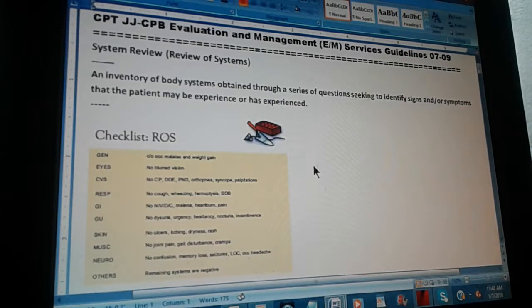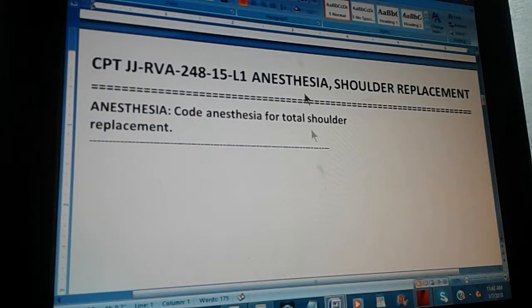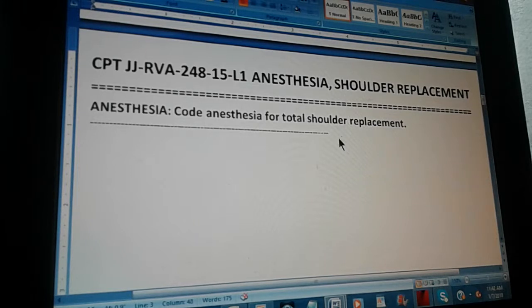So this is our theory. This is part of the E&M service evaluation. Now we're going to do a problem. Ready, set, go. CPT JJ-RVA, page 248, problem 15, and this is a level 1, which means it's regular difficulty. The keywords are anesthesia and shoulder replacement. The text of the problem reads like this: this is the anesthesia section of the CPT code, and code anesthesia for total shoulder replacement.